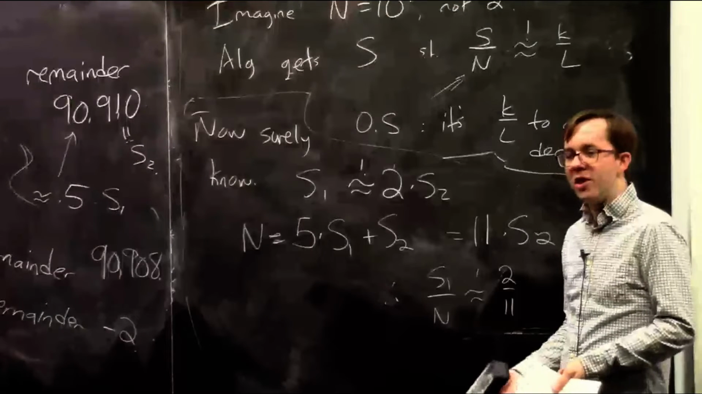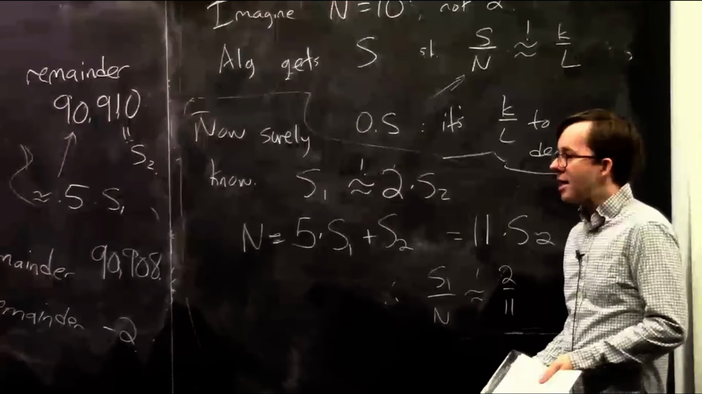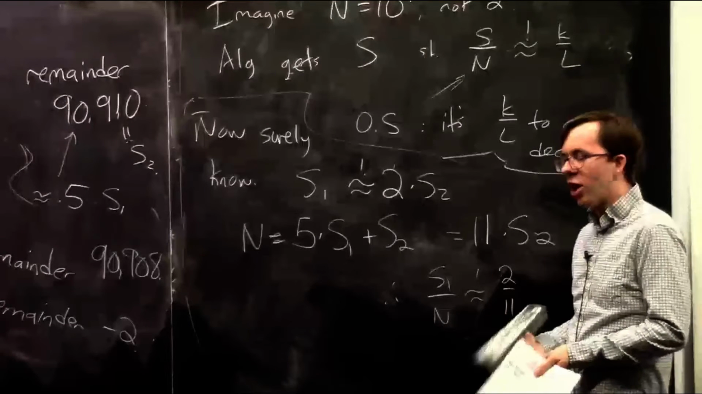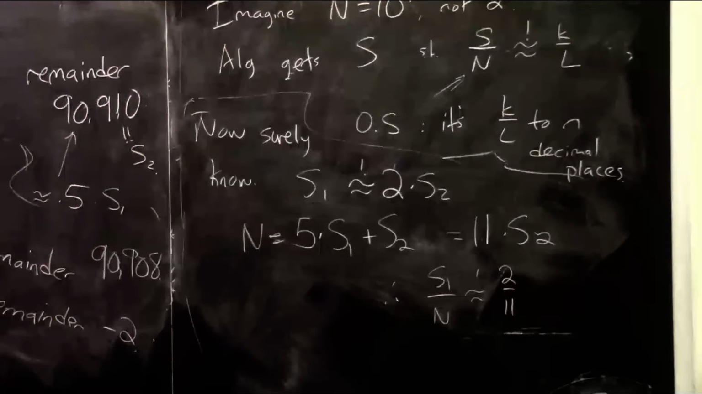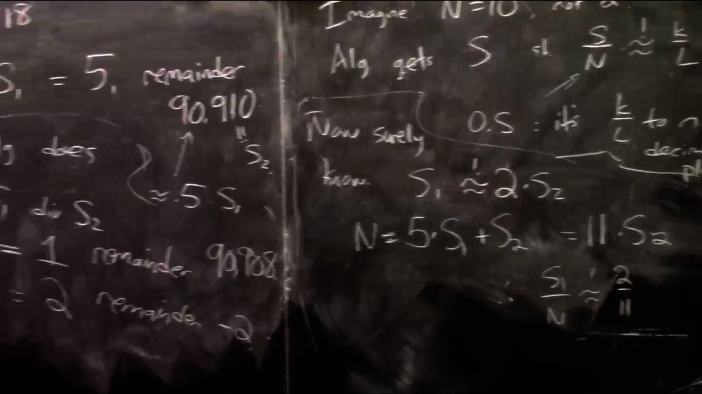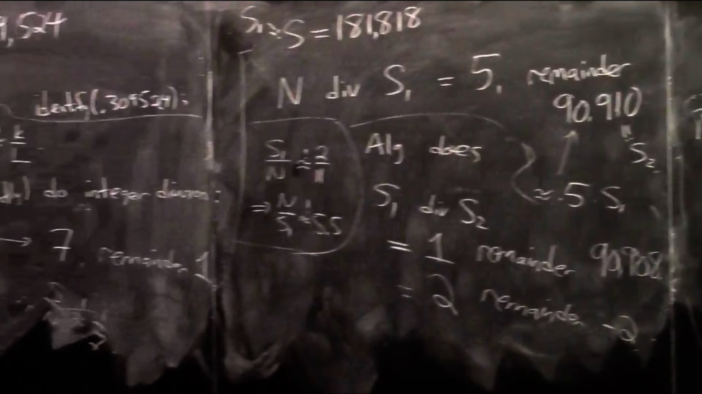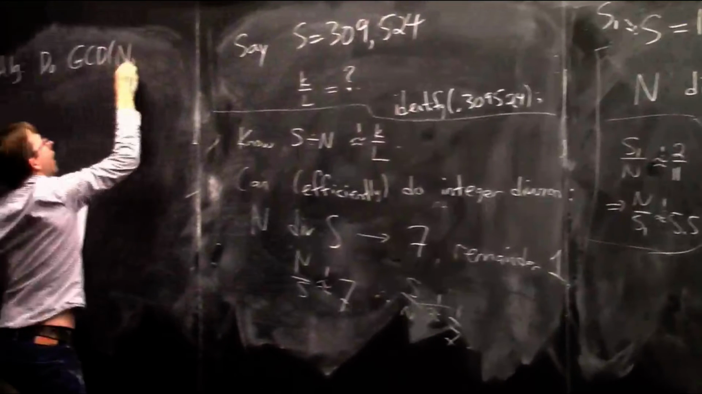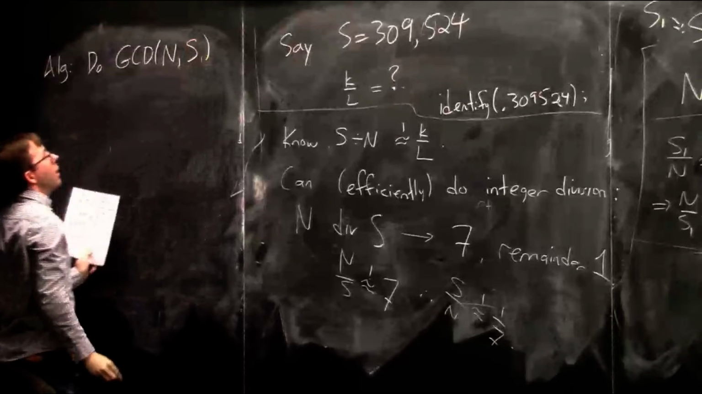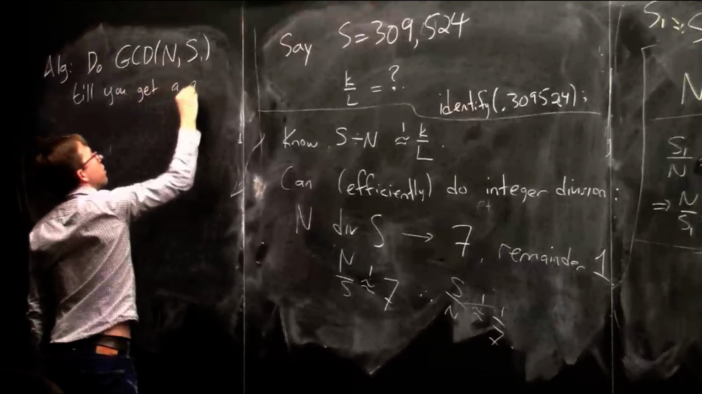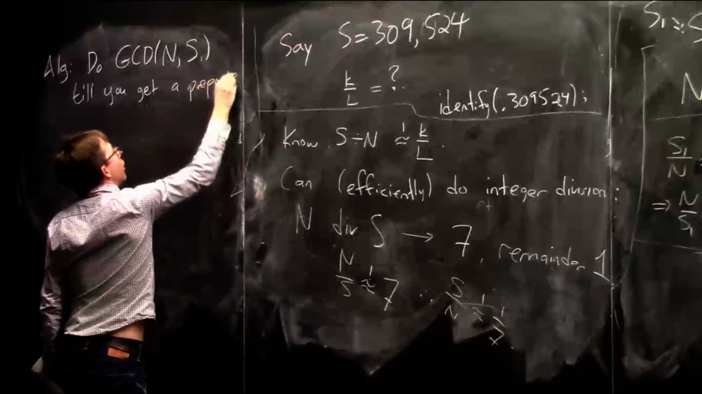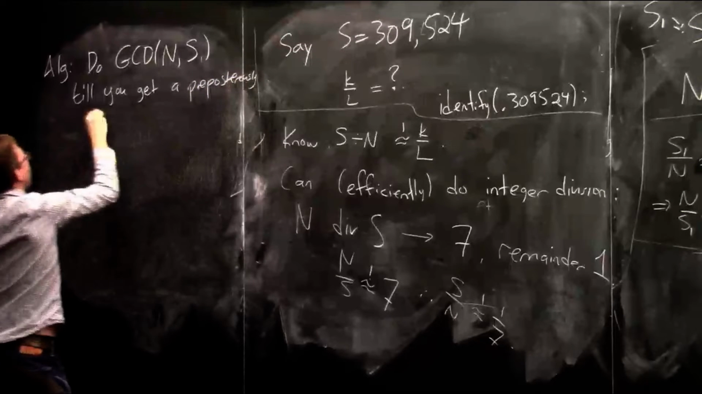OK, so as was suggested, what I'm getting at here is, given N and S, you basically just start doing the GCD algorithm, Euclid's GCD algorithm, for N and S. And at some point, you'll get a number that's shockingly and suspiciously close to 0. And then you're like, OK, I see what's going on here, and you figure out K over L. So the algorithm is basically do Euclid's algorithm for N and S, maybe convenient to call S1, till you get a preposterously small number, which we'll quantify at some point.